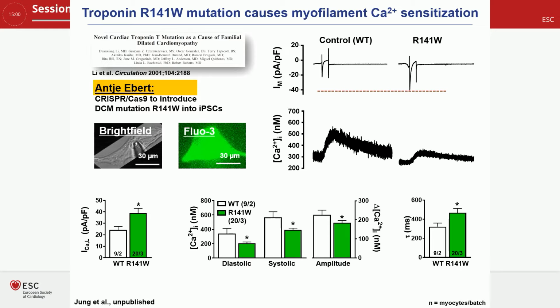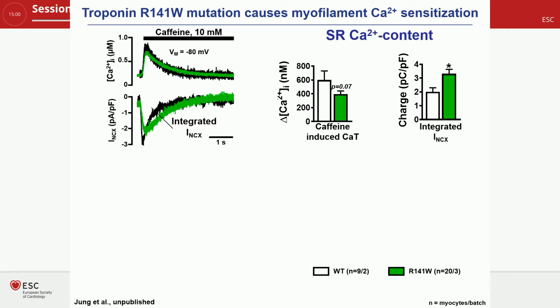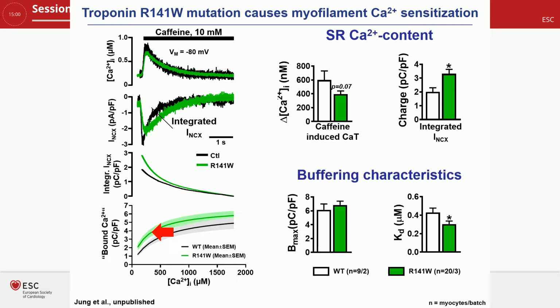When we investigated these cells, we found a more or less similar phenotype as in the heart failure patients. We found even an increased L-type calcium current, but a reduced calcium transient amplitude and a slower tau value. And if we analyzed buffering again, we found the discrepancy between reduced caffeine-induced calcium transient and higher integrated NCX current. Quantifying this buffering, we found a higher affinity of the calcium buffers in these cells.